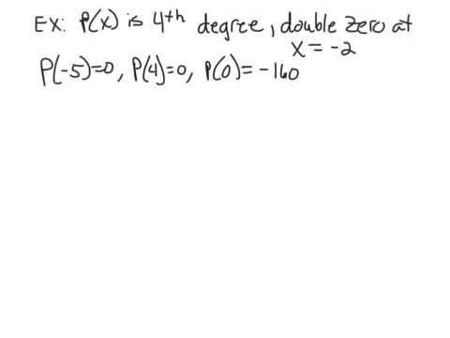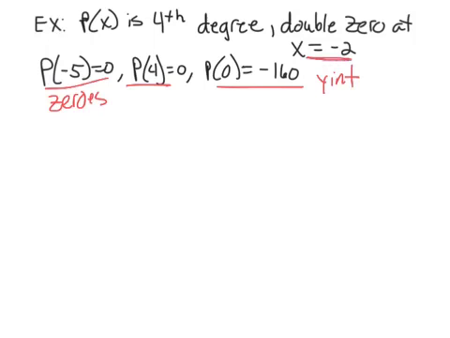Alright, the other type of example we have is when I don't even give you a graph, but you're just given some descriptive information about the function. So here we have p of x is 4th degree. So when I multiply my leading terms, I should have an exponent of 4. It has a double 0 at x equals -2. And then I'm given this, p of -5 is 0, p of 4 is 0, and then p of 0 is -160. So this right here is the y-intercept. The other two are going to be zeros of the function. They are x-intercepts. So we can still find everything that we need.